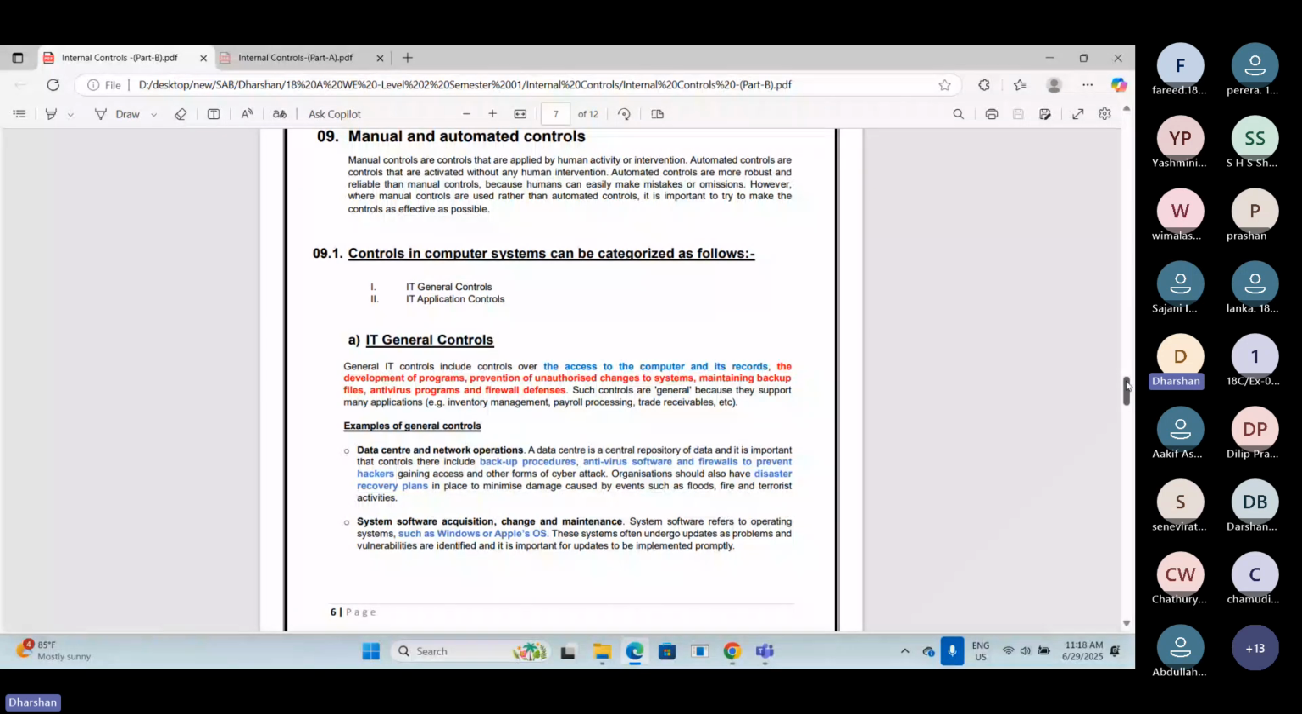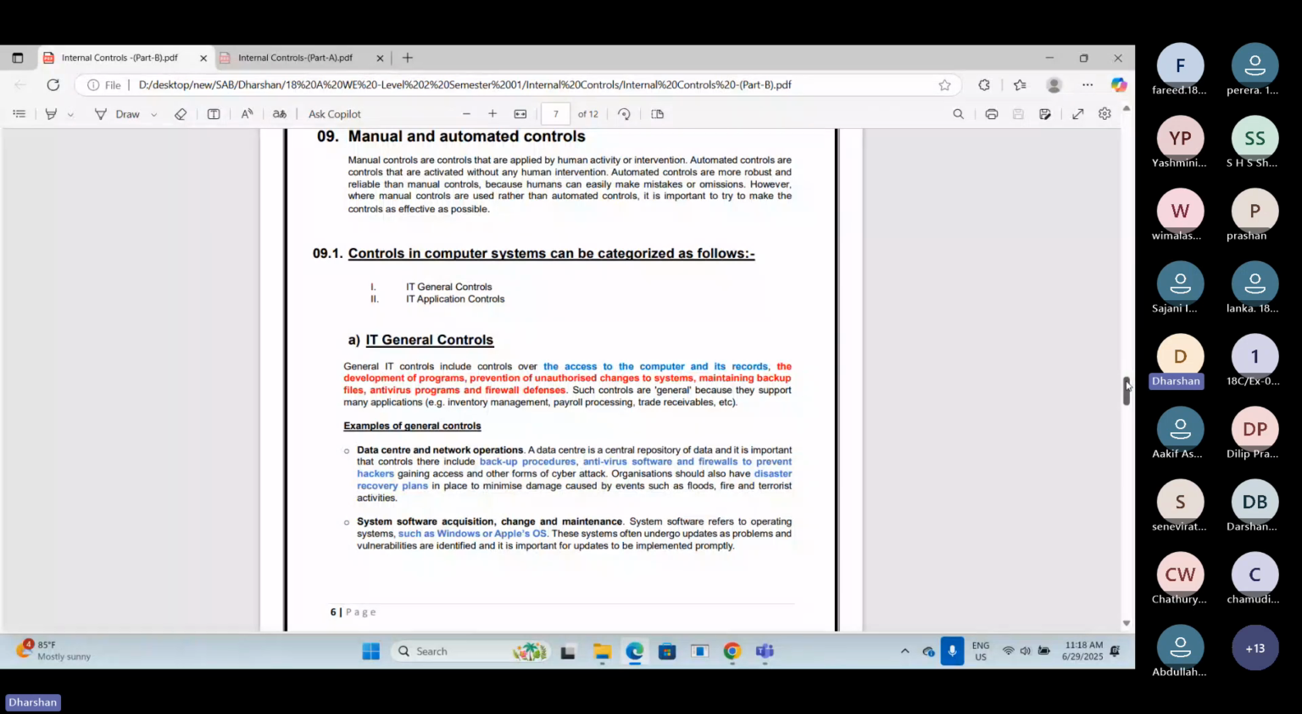What is meant by IT controls? In ERP systems, automated controls. Automatically those controls are placed and automatically those controls are activated, so manual involvement is not needed. Those are called automated controls, and those automated controls are called IT controls. Those IT controls can be classified into two: general controls and IT application controls.